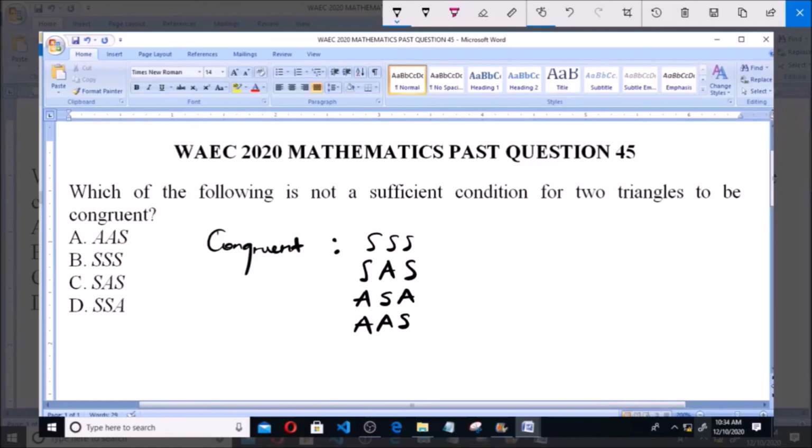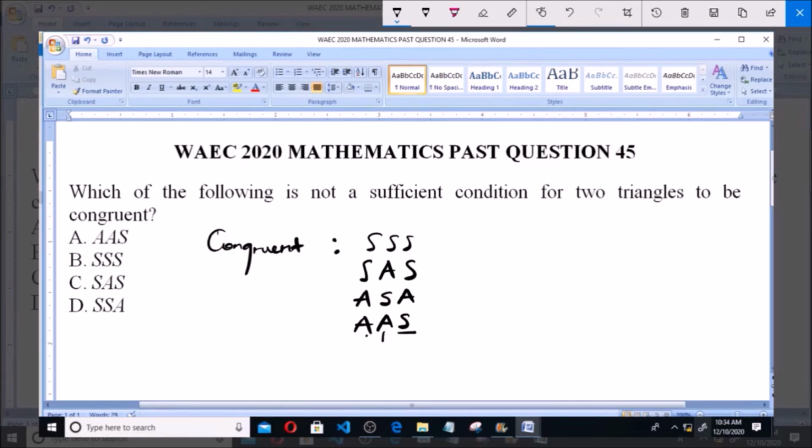So these are the four conditions for two triangles to be congruent. It's either the three sides are the same, or two sides and the angle between them are the same, or two angles and the side between them are the same, or two angles and then a side are the same.